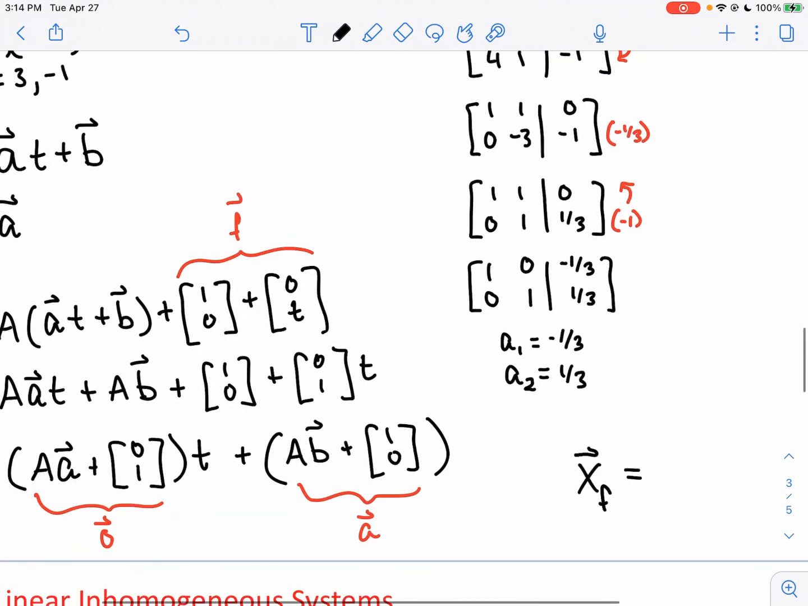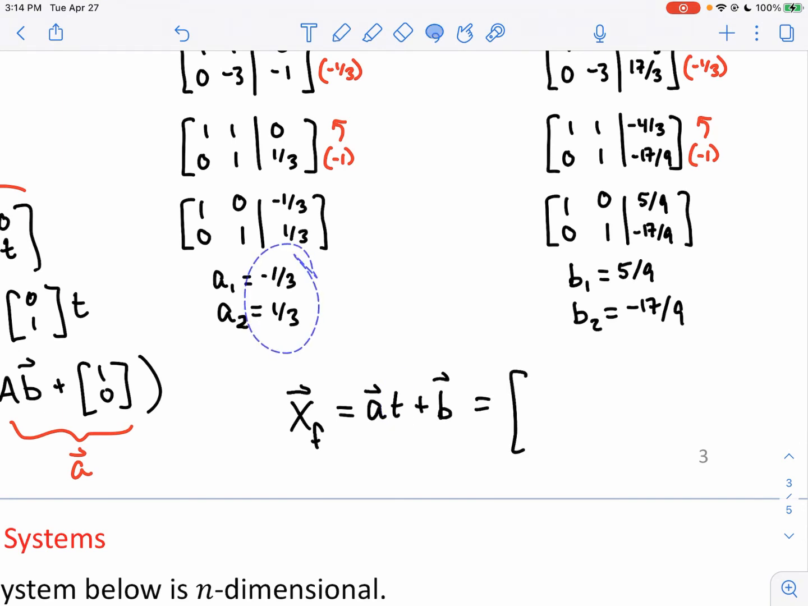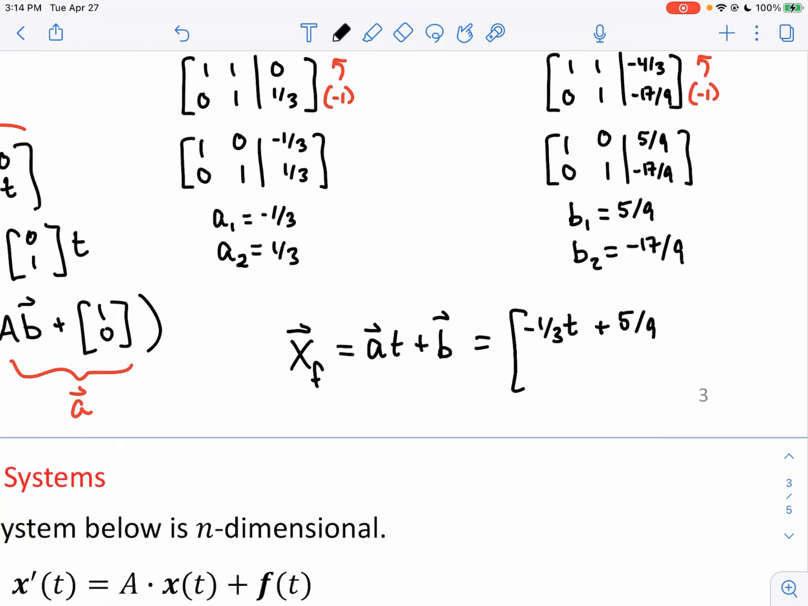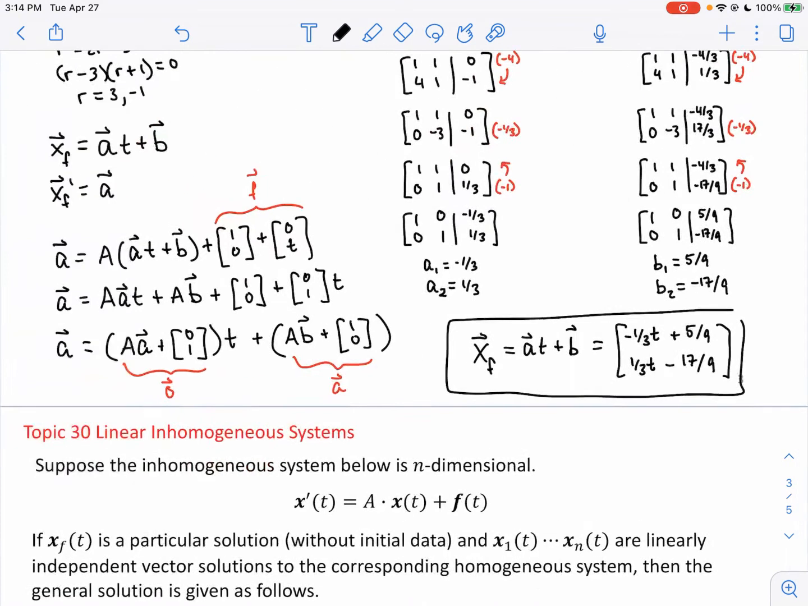And it's composed by doing vector A times t plus vector B. Well, I can shove all this together into one vector. So I'm going to multiply t to both components of vector A and then add that to both components of the vector B. And so we're really going to have -1/3 t plus 5/9 as our first component. And the second component will be 1/3 t minus 17/9. And that is the particular solution that we were after.